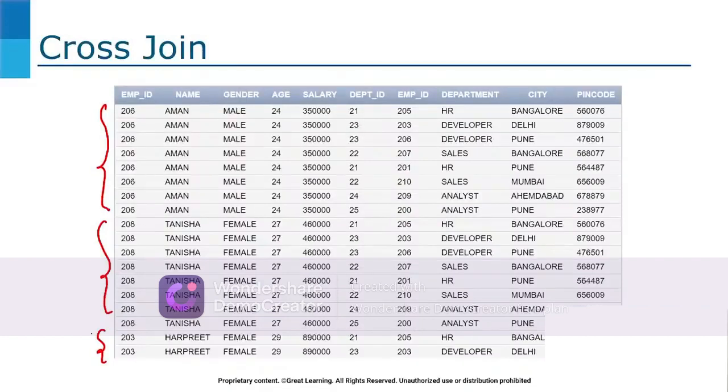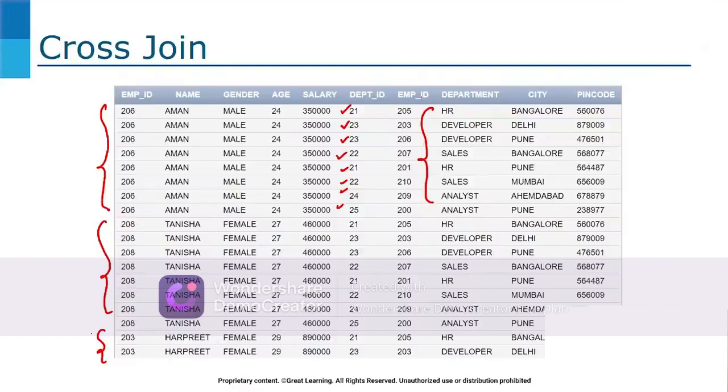Where do we need it? Where do we use this? Cross join can be used in any table, any database. Why? If you want to understand that one particular person is living in which area and what the different cases are, like suppose 206 Aman, male, 24, who is earning 3,50,000. His department ID can be 21, 23, or 22. So he has the possibility of working in all these departments. Like that, if you want to cross, you can do it.